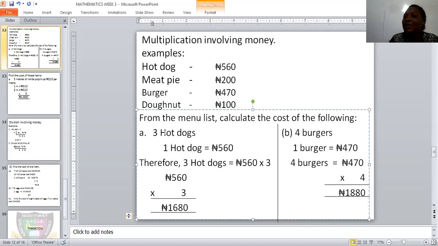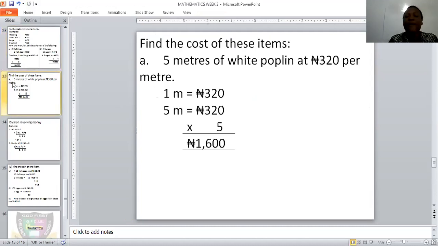So 4 burgers will go for 470 naira times 4. 470 naira in 4 places. That's 470 naira times 4. Find the cost of these items.